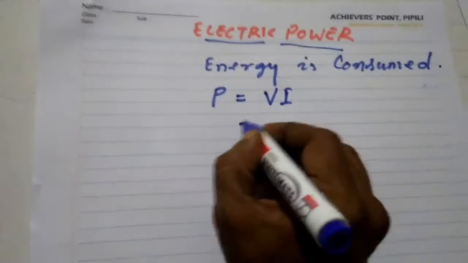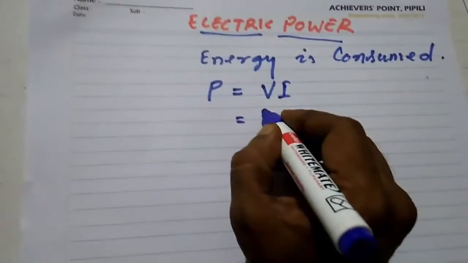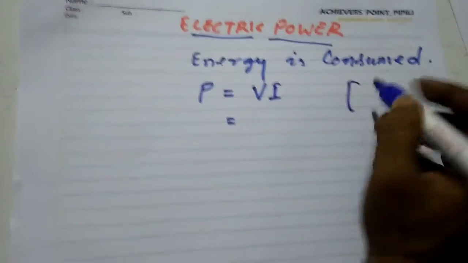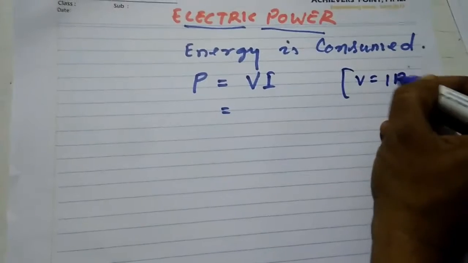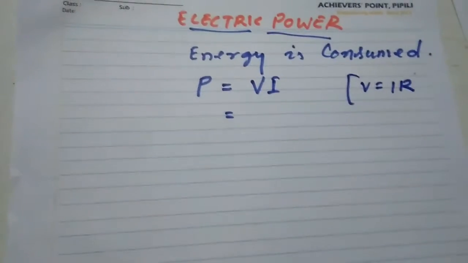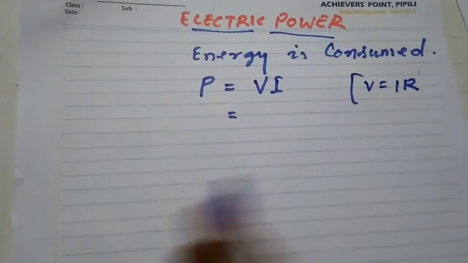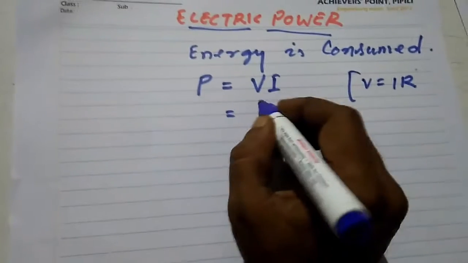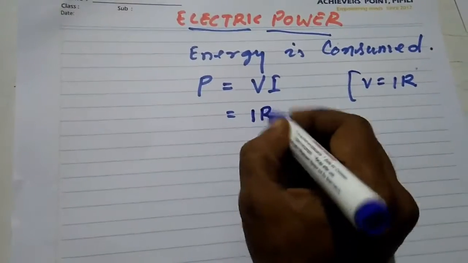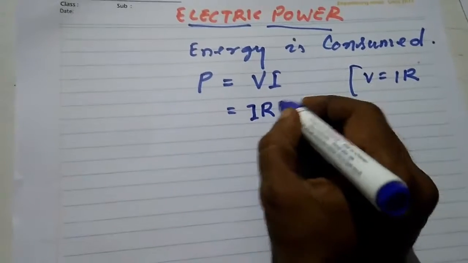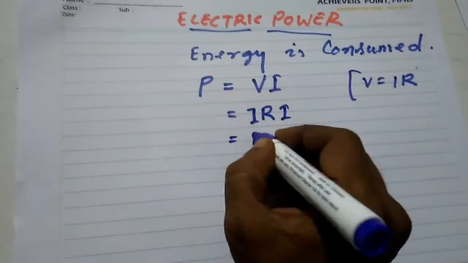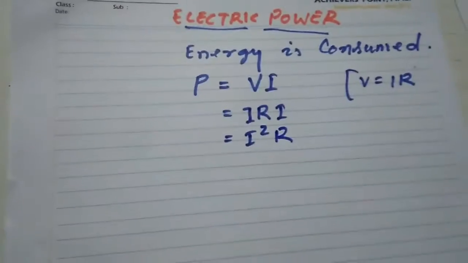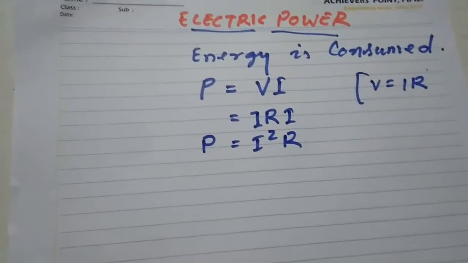This can also be written with V, as we know V equals IR from Ohm's law, which is very useful. So in place of V, we can put IR into I. So this can be I square R. So P can be I square R.